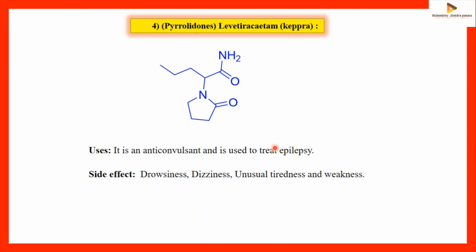Then the side effects of levetiracetam, Keppra: it causes drowsiness, which in Marathi is called tandri. Then dizziness, chakkar, unusual tiredness, then weakness. So these are the side effects of Keppra: drowsiness, dizziness, unusual tiredness, and weakness.